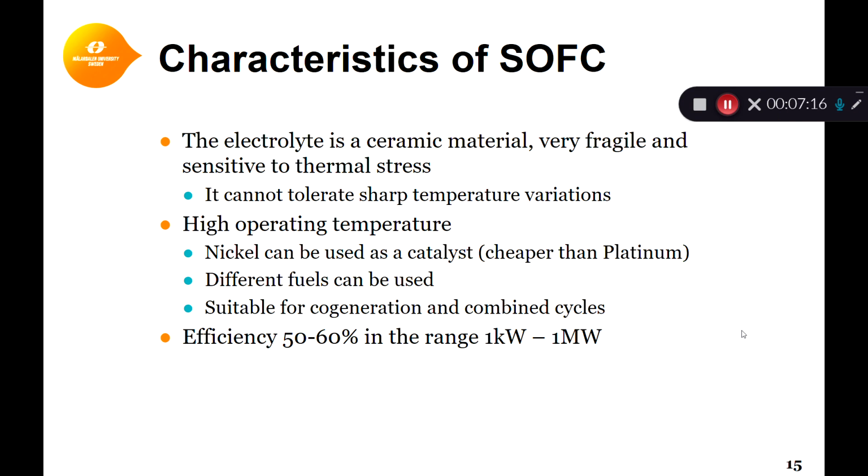It is also suitable for cogeneration because a lot of heat is produced, or combined cycle, where the fuel cell can be treated as the heat source of the cycle.